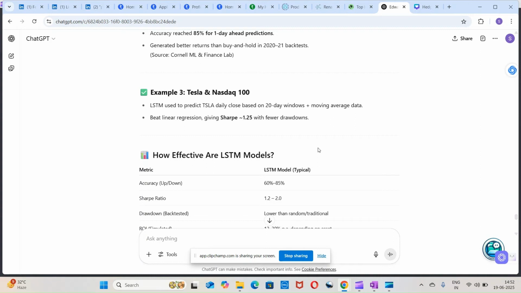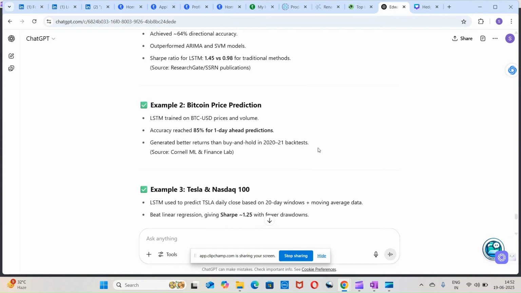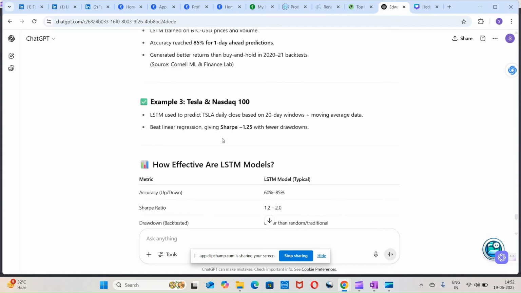So these LSTM models are basically performing better than the linear regression models or the buy and hold models. Accuracy is also very good, like 85% and 60%, and it's outperforming ARIMA, SVM, and linear regression models. Basically, it's taking the past data as input and finding important patterns, and based on that, it gives a prediction. The input going in is stock price, volume, indicators, and news.